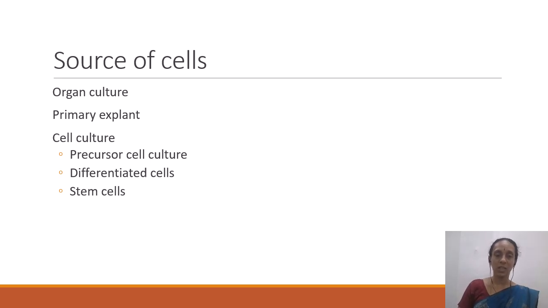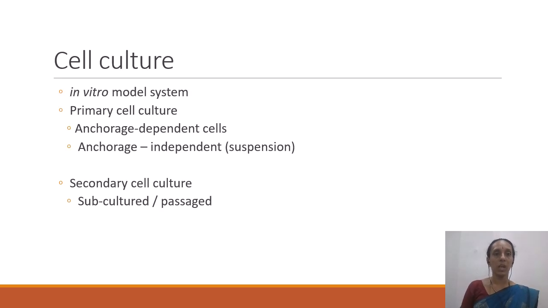Then the third option is the stem cells, wherein pluripotent stem cells can be maintained, and from them different types of cells can be manipulated and obtained through the hormones and the supplements we provide in the growth medium. Cell culture system, as we speak, is an in vitro model system. There's nothing happening inside a living body. That is why it is called in vitro, and the name cell culture or tissue culture is being used.